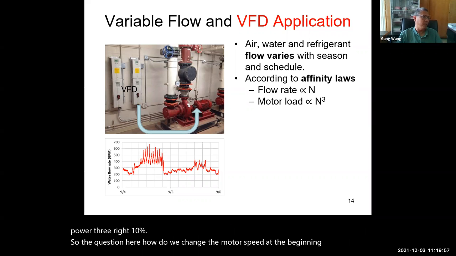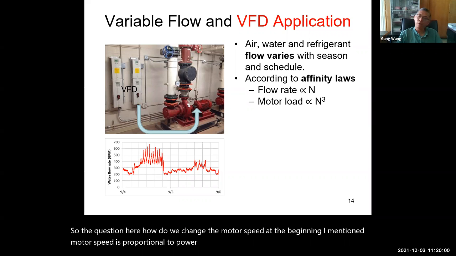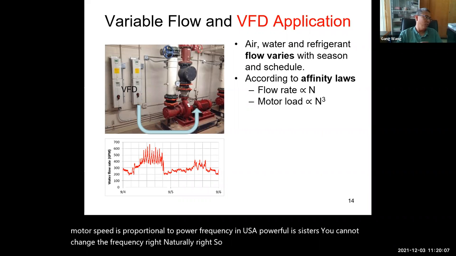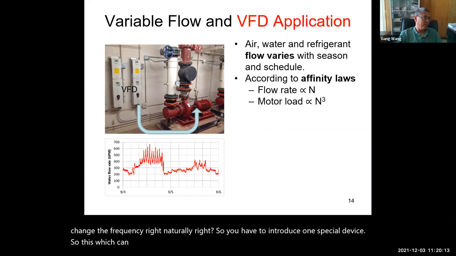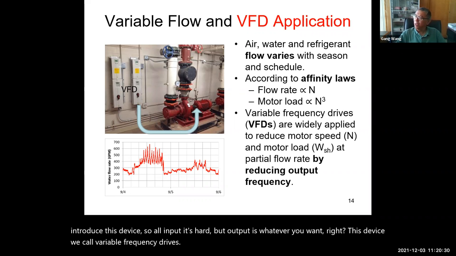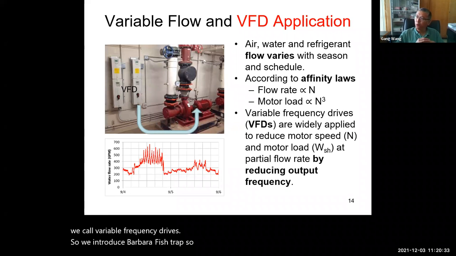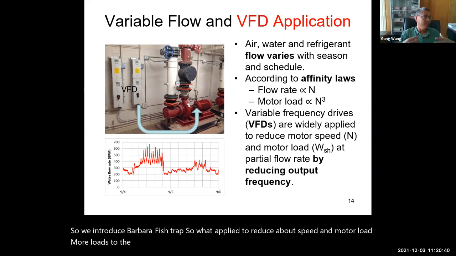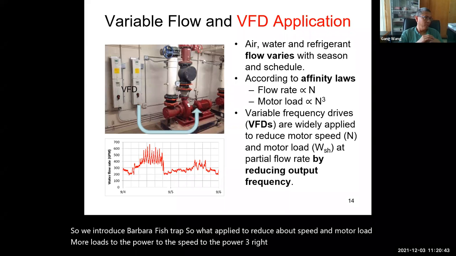At the beginning I mentioned that motor speed is proportional to power frequency. In the US, power frequency is 60 hertz, and you cannot change the frequency naturally. So you have to introduce one special device which can change the power frequency. From the power grid it is 60 hertz, so you introduce this device: the input is 60 hertz, but the output is whatever you want. This device we call a variable frequency drive. So we apply the VFD to reduce motor speed and motor load, where the load goes with the speed to the power of three, by reducing the output frequency.